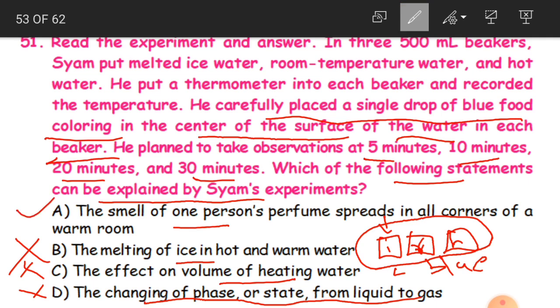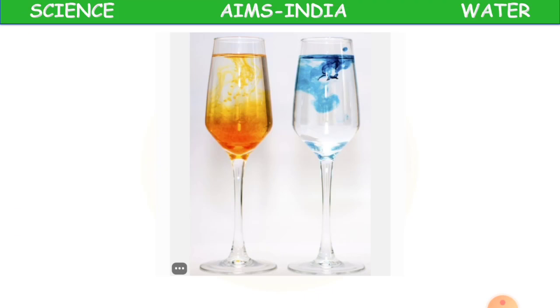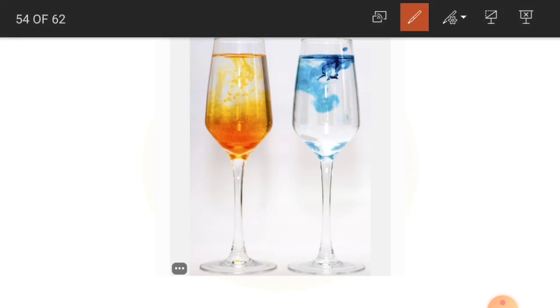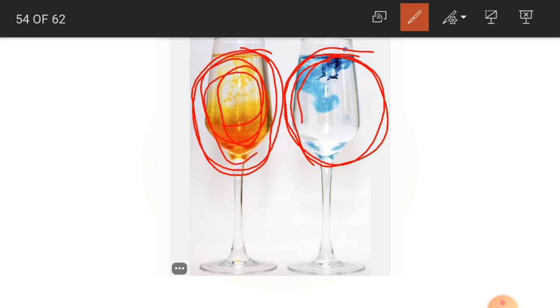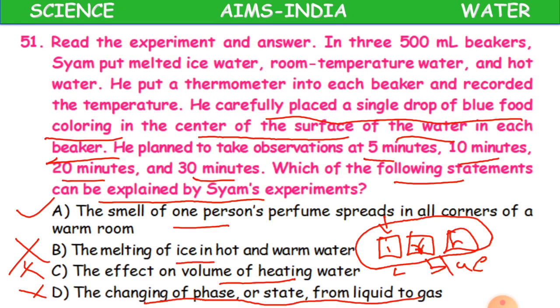So how we can say this is, see children, in this picture if you see, this is like a cool water. And this is like a warm water. So when you place any liquid or this color in this cool water according to our experiment, it is stable here. There is no change. But when you poured this in the warm water, what happens? It is surrounded in the water. It has occupied the space in all the corners of the glass.